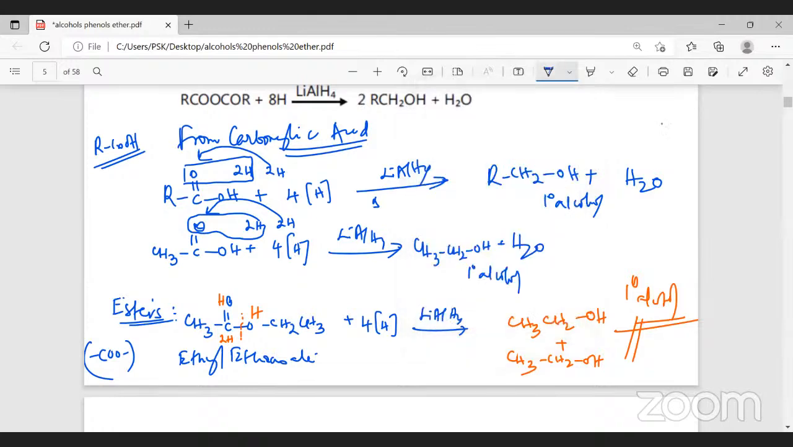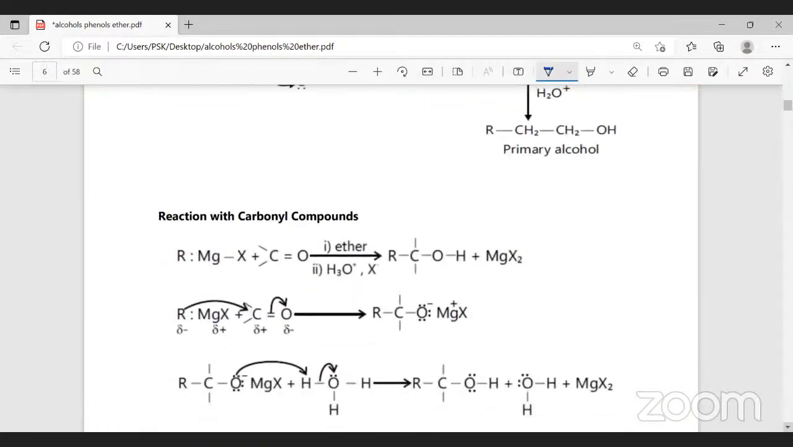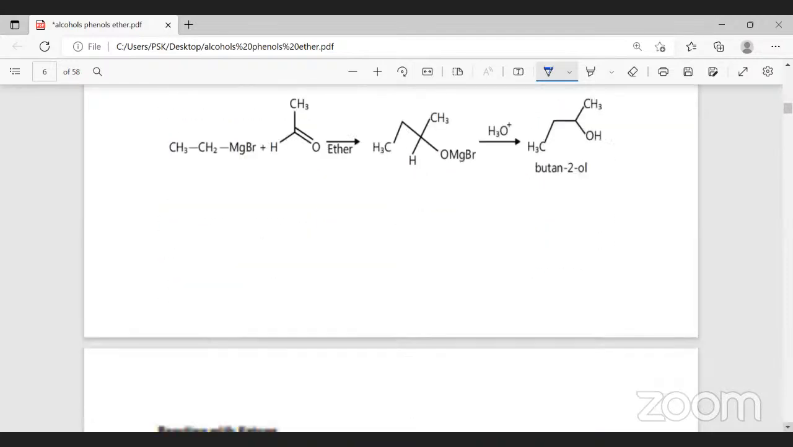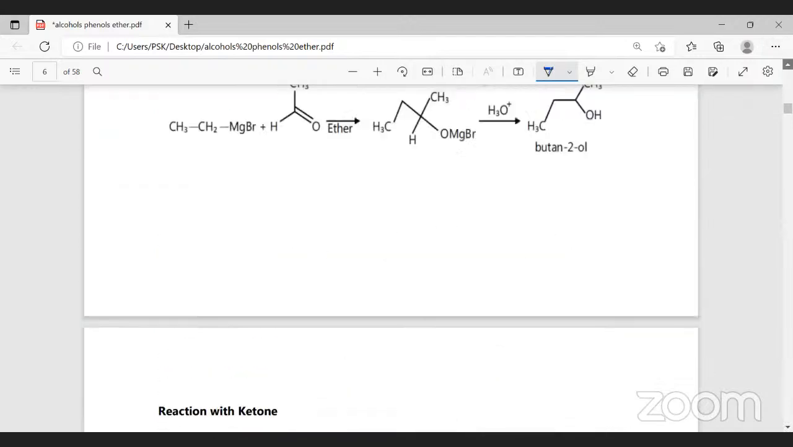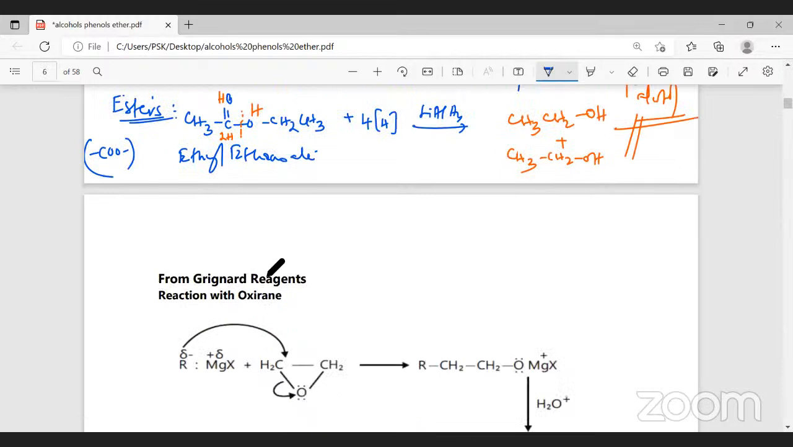I hope that we finished with the preparation of alcohols. No, we have more methods. We have the Grignard reagent, from acetaldehyde, and by fermentation. So we'll learn all this in the next class. Some more methods of preparation we'll learn in the next class.